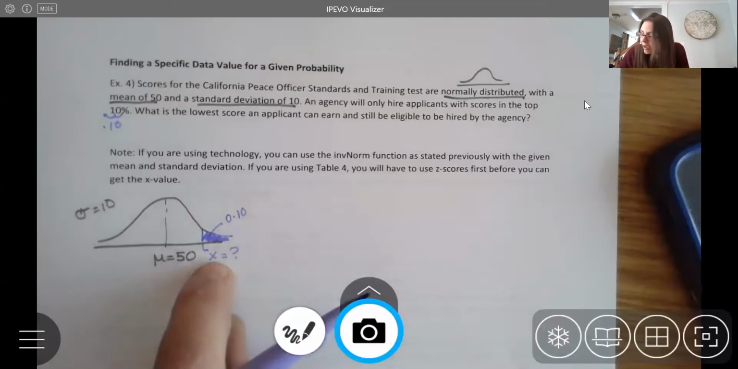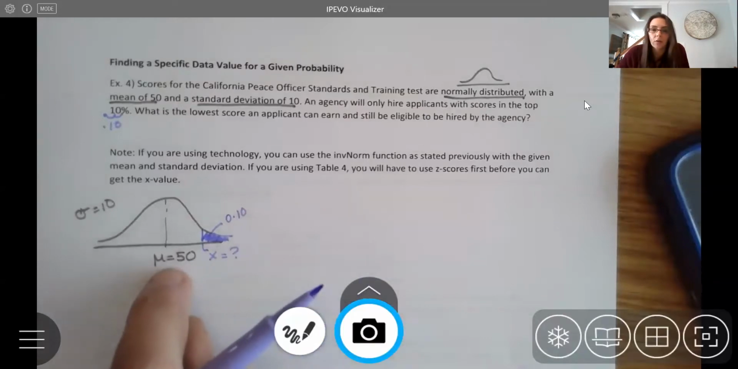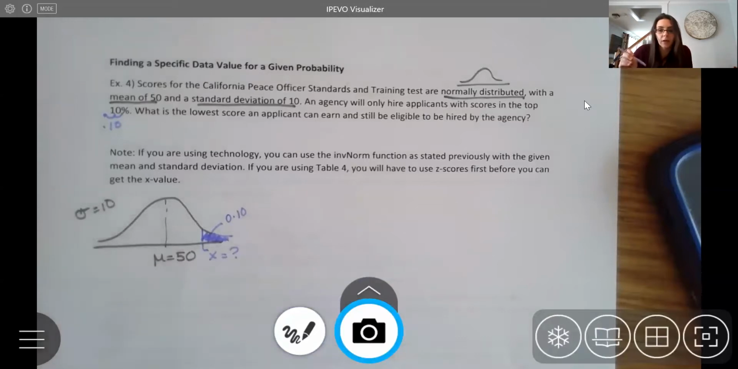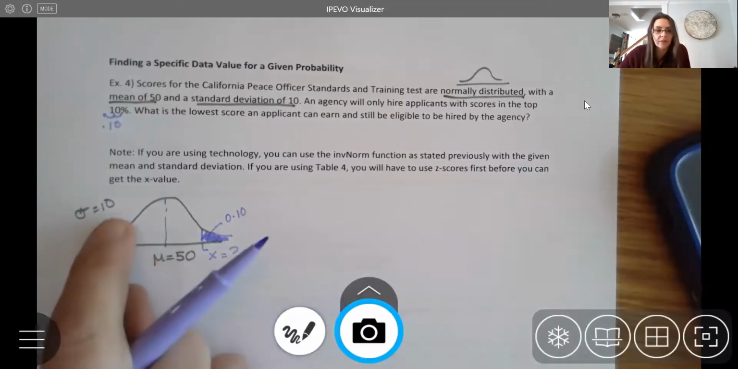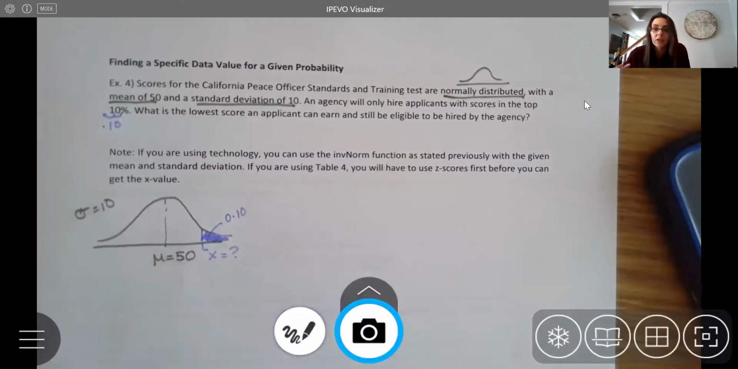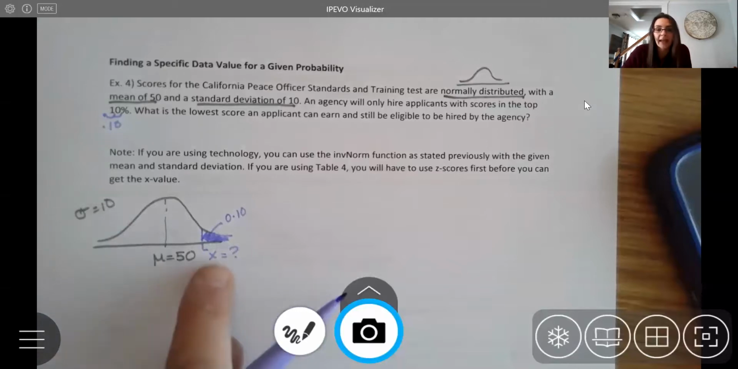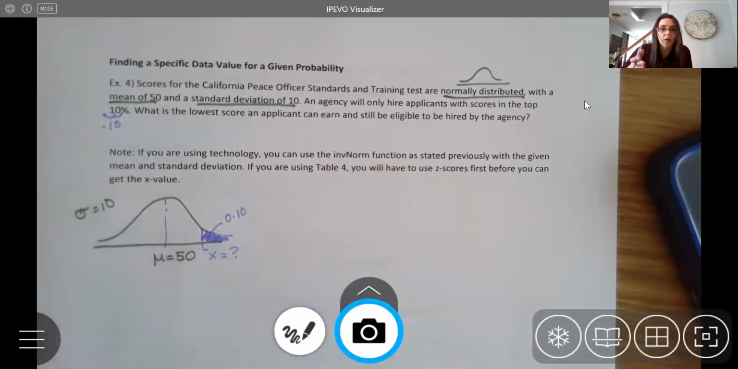Now it's an X value because I am not in a standard normal distribution, right? Z values are for when the mean is 0 and the standard deviation is 1. If I have anything else, it's an X value. So my mean is 50, my standard deviation is 10. That's not a standard normal curve, so I'm looking at my X values here. They want to know what is that cutoff score for the applicant.